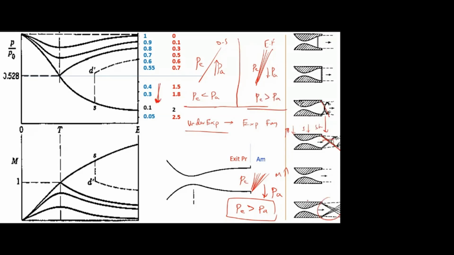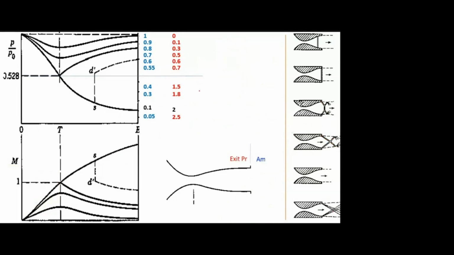Yes, sir. About the expansion wave strength, if I keep on decreasing the pressure ratio, will this expansion fan strength increase or decrease? Will increase, sir. Very good. Because this is the oblique shock. Here I have 2. 2 is converted initially to 1.5, then to 1.8. So the shock strength is decreasing. That is for the oblique shock.